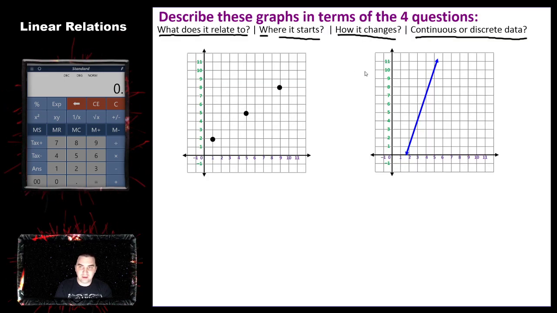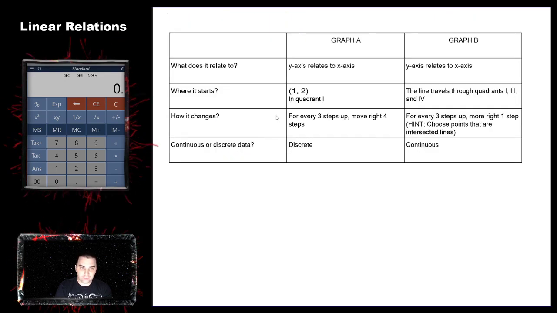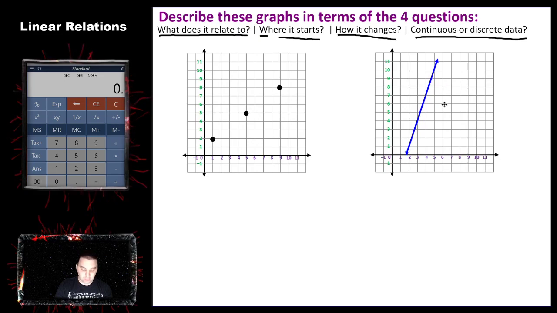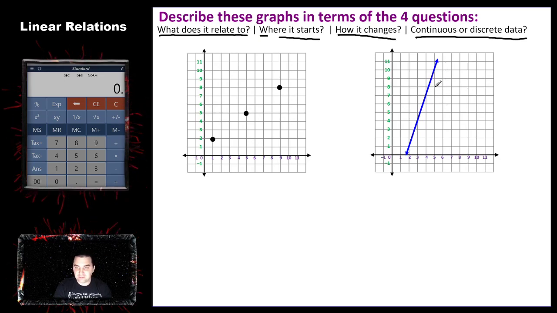Y-axis relates to x-axis, and the point 1, 2 in quadrant 1 is where it starts. We already talked about all these. 3 to 4, discrete. Now the other one was y relating to x. The line travels through quadrant 1, 3, and 4. That might be tricky for you. You would have to imagine this thing being extended.